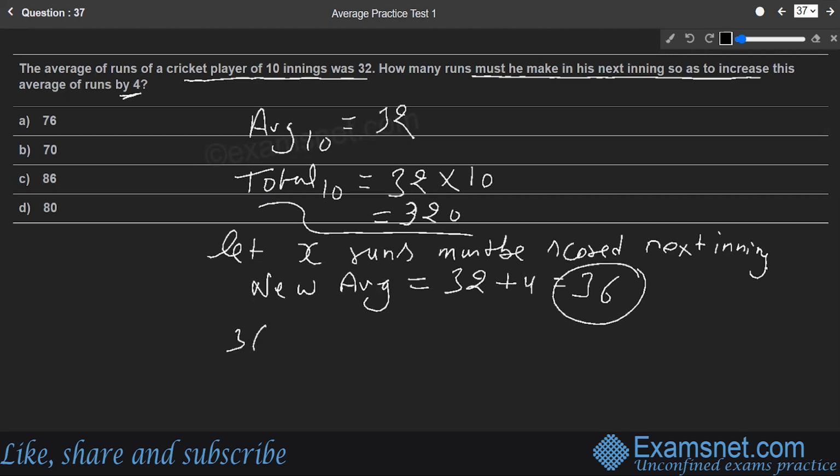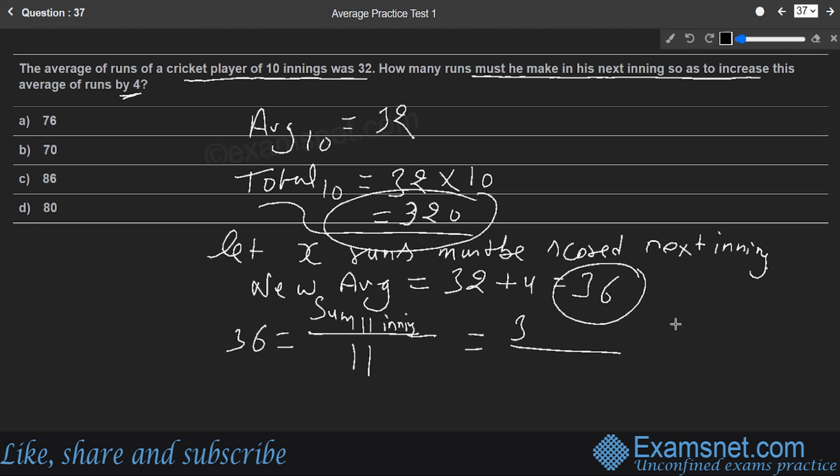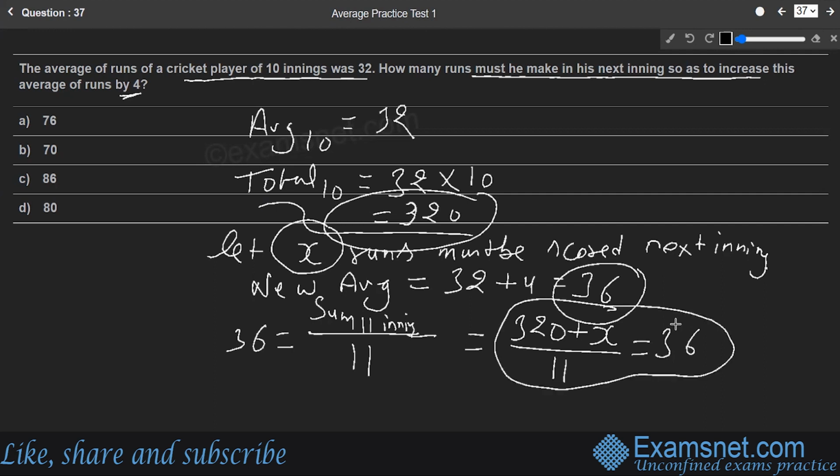New average, that is 36, is going to be the sum of the next innings total, that is the sum of 11 innings now, because he is going to play the next inning also, divided by 11. So the sum of 11 innings will be the sum of 10 innings plus the 11th innings runs. The sum of 10 innings we have already calculated to be 320, so it's going to be 320 plus the 11th inning, which we have assumed to be x. So (320 plus x) divided by 11 is going to be equal to 36. The solution of the value of x in this expression can give us the right answer.